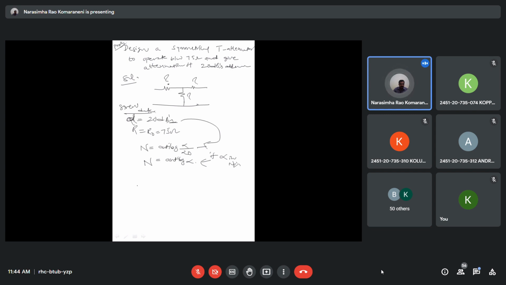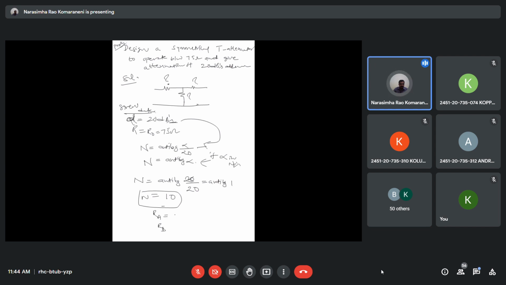Now from this given data, we'll find N equal to anti-log of alpha by 20. What is alpha? Alpha is given as 20. So 20 divided by 20 is anti-log 1. What is the value of anti-log 1? It is 10. So therefore we got N equal to 10. Once we have the N value, we can easily find RA and RB.